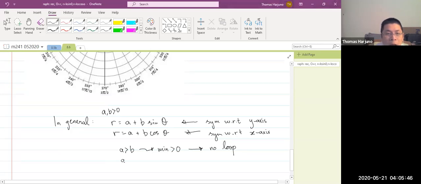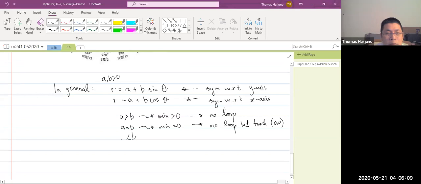Now, if a equals b exactly, the minimum will be 0. Still no loop, but it will touch the origin. Now, if b is greater, it means the minimum is negative. Then we will have an inner loop.